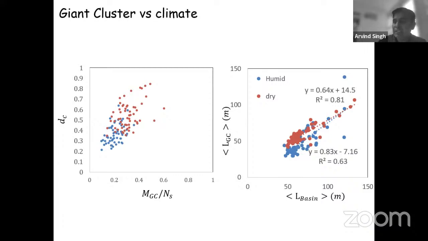We observe that the average link length is smaller in the giant cluster as compared to the overall river network, and also is much smaller in humid basins as compared to the dry basins. So these results imply that humid basins exhibit more heterogeneous, spatially distributed clusters on the network or on the landscape as compared to dry basins. And this particular approach can be used to identify spatial locations of where we have this faster connectivity on the network.